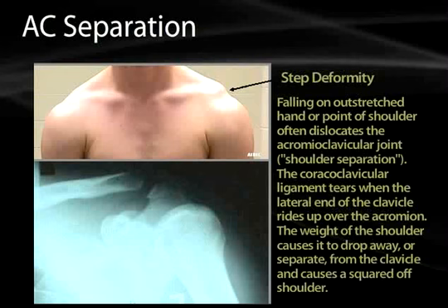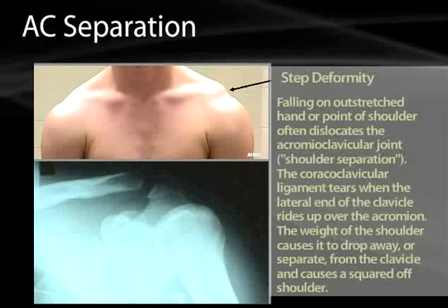Here's a typical presentation of the AC separation. Oftentimes this is a fall on an outstretched hand or someone hitting the very point of the shoulder in a tackle, and the AC separation will give this step deformity as the coracoclavicular ligaments tear at the lateral end of the clavicle, and it rides up over the acromion. Oftentimes the weight of the shoulder will cause it to drop away or separate from the clavicle, and that's what gives it the squared off appearance.